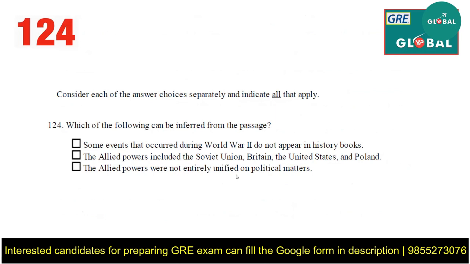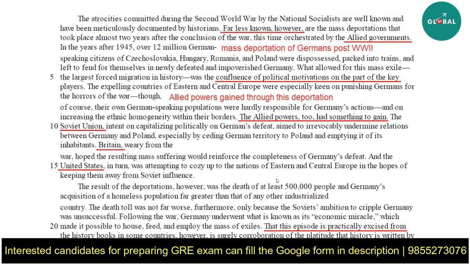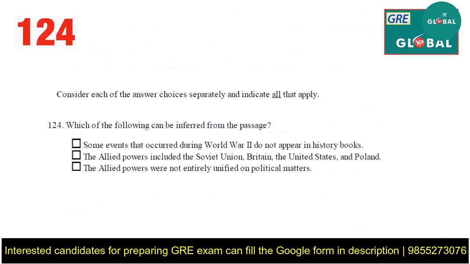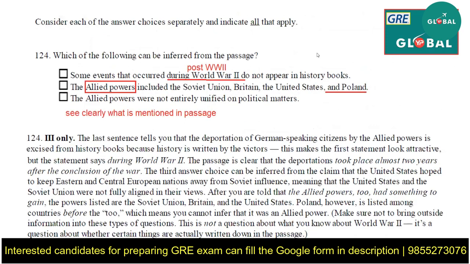Next: Allied powers were not entirely unified on political matters. They did not have the same agenda. Okay, this looks correct because it is written that the United States was trying to cozy up its relations with Europe in the hope of keeping Europe away from Soviet influence. That means the gist of this paragraph is that the Allied powers did not have the same kind of agenda. It was not the same political agenda. So only the third is the correct statement.